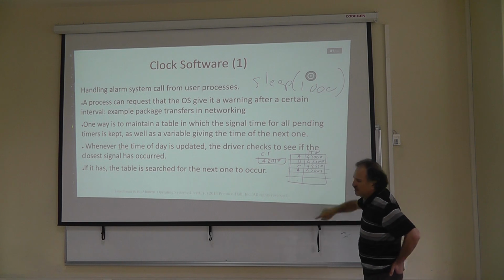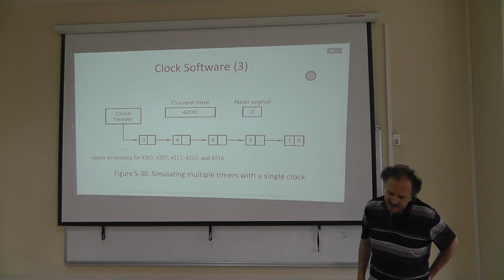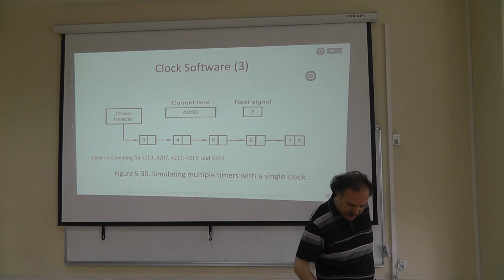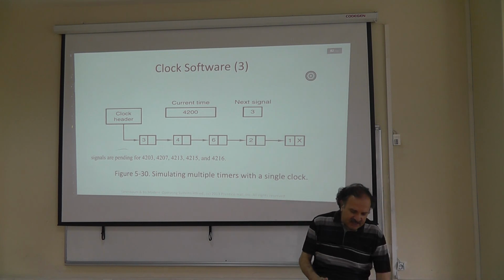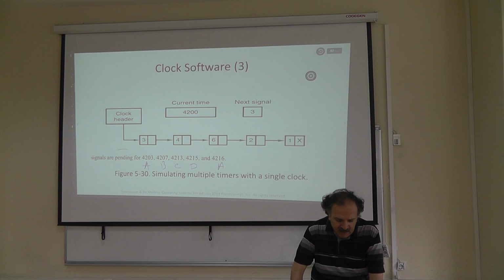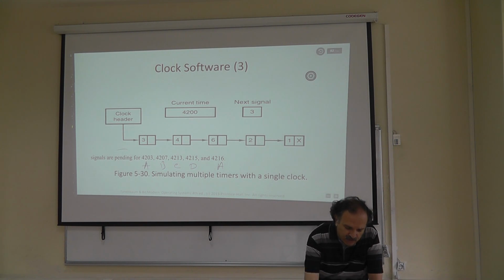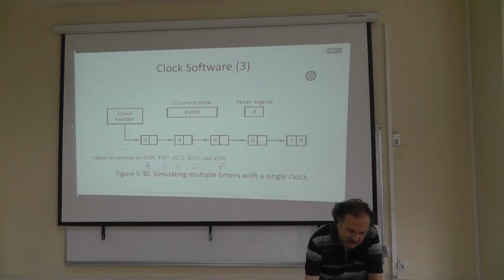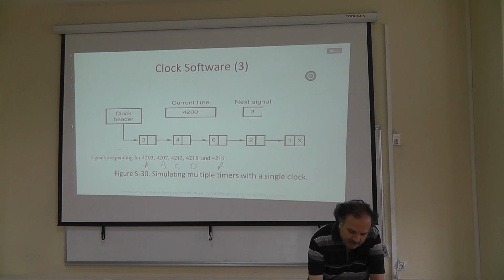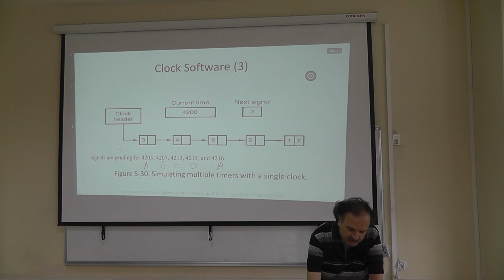This is not good. So instead of this table, we have such a structure. Current time is this, and I have a linked list of processes. I have 1, 2, 3, 4, 5 signals pending. Let's say this is process A, B, C, D, and A again. Process A says wake me up at this time. Instead of keeping this table using absolute numbers, it is kept this way. It says that process A needs to be woken up in 3 interrupt ticks, because it needs to be woken up at 4203. So this is the current time. I put number 3 here.